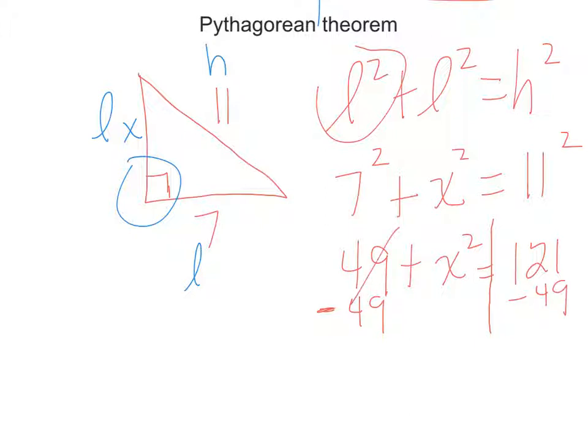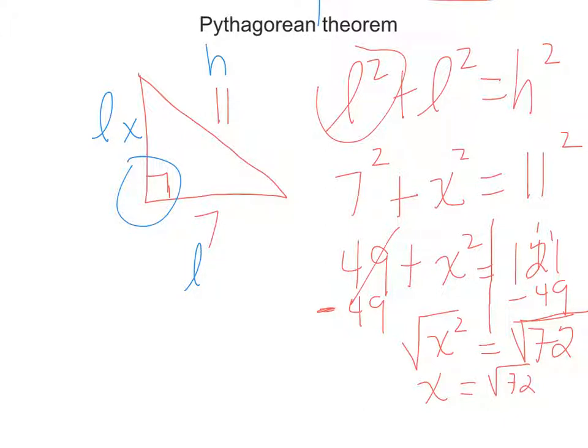All right, so 49 minus 49 goes away. That's what I wanted. I wanted just the x squared on this side. And then let's see, 121 minus 49, let's do a little borrowing. 11 minus 9 is 2, and 11 minus 4 is 7, so 72. And again, same as before, this last step will almost always be the same for the Pythagorean theorem. The only way to undo an x squared is to square root it. And x is going to equal the square root of 72.